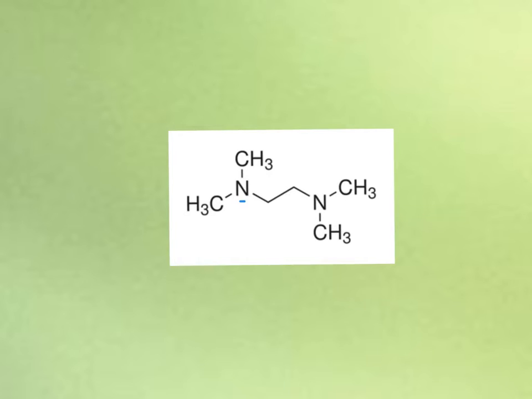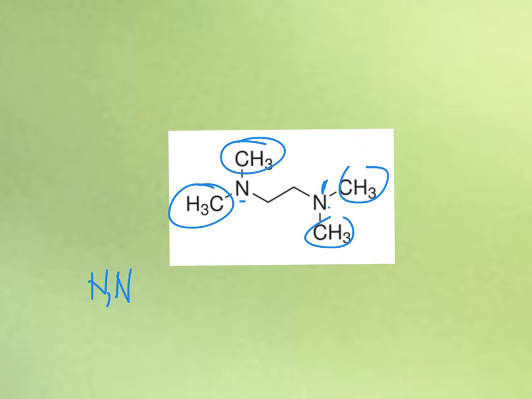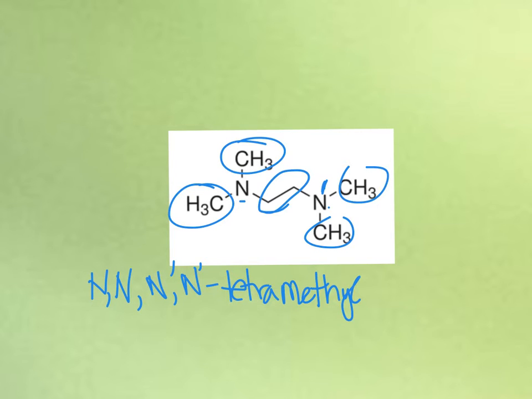Here's a whopper. I was looking at this online and I thought I'd share it. You can see that you have 2 nitrogen groups, and they all have methyls attached to them, and there are 4. So we're going to call one of these nitrogens N and one N prime. So we have N, N, N prime, N prime, and there are tetramethyls. And now we have to name what's in the middle. And what's in the middle is a 2-carbon structure. So this is going to be ethylene amine.